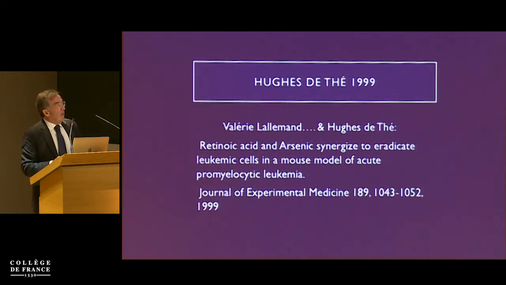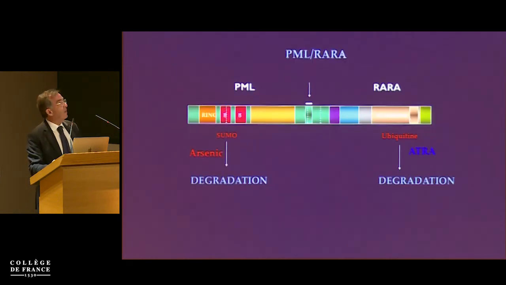And after that, Hugues de Thé and Valérie Lallemand showed that arsenic plus retinoic acid together eradicate the leukemic cells in a mouse model. So that was a big jump to treat, and mainly due to the two types of degradation. First, by the retinoic acid receptor, the retinoic acid itself could induce ubiquitination and degradation, and through the PML moiety, the arsenic could also push this hybrid molecule, this oncogenic molecule, to degradation.